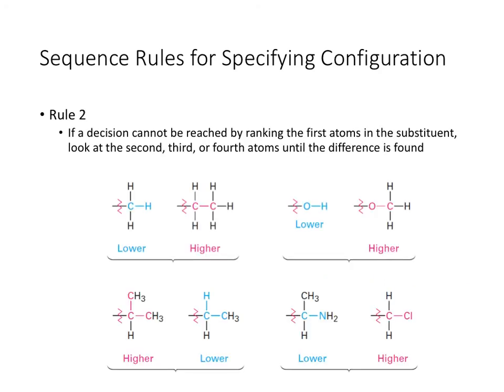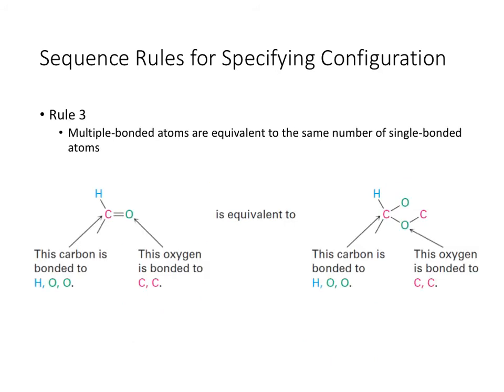The second rule is that if a decision cannot be reached by ranking the first atoms in the substituent, you then look at the second, third, or fourth atoms until the difference is found. Rule number 3 says that when you're looking at multiple bonded atoms, you consider that equivalent to the same number of single bonded atoms. So for example, if we're looking at this carbon, we think of it as being bonded to HOO, and if we're looking at this oxygen, we think of it as being bonded to 2 carbons.